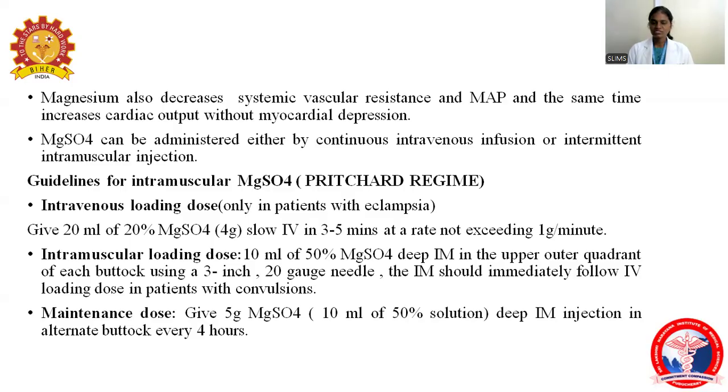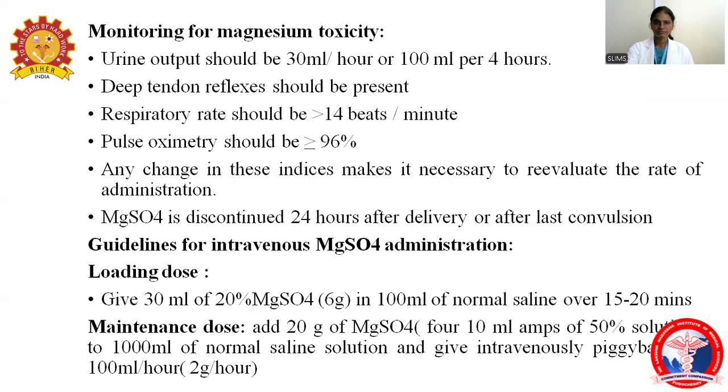Next is the maintenance dose: 5 grams, that is 10 ml of 50% magnesium sulfate solution, deep IM injection in alternate buttocks every 4 hours. These are the things you should monitor while giving the magnesium sulfate regimen. Urine output should be at least 30 ml per hour or 100 ml per 4 hours. Deep tendon reflex should be present. Respiratory rate should be more than 14 breaths per minute. Pulse oximetry saturation should be more than 96. Any change in these indices makes it necessary to reevaluate the rate of administration.